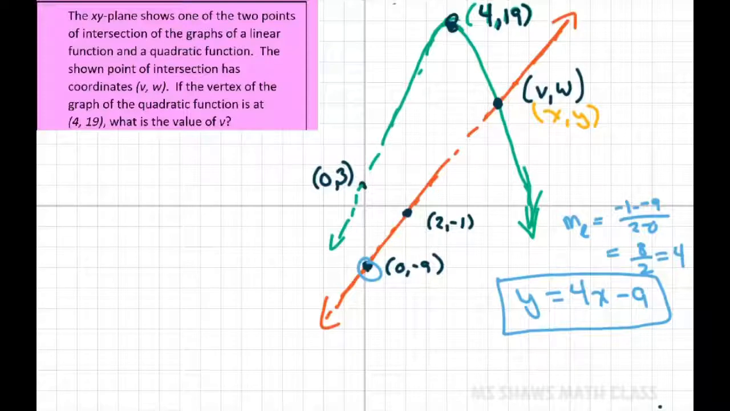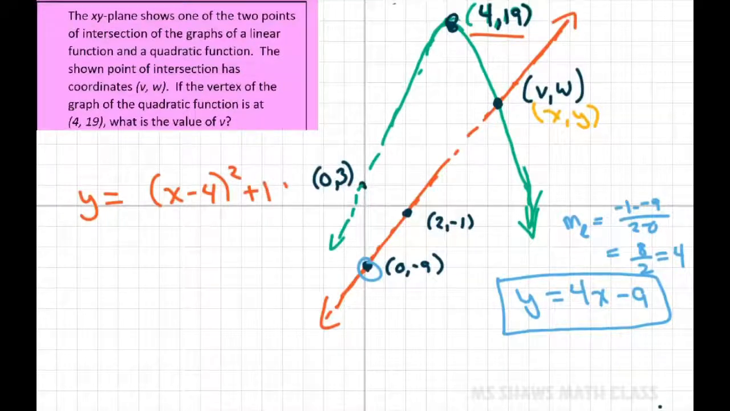For the vertex equation, we're going to write it in vertex form: y equals (x minus 4) squared plus 19. So this is like your h and your k of your vertex, (4, 19). The only thing you have to be careful with is since this parabola is opening down, that's going to be negative. So in a way, what we're really doing is solving for the x of the intersection point, and we're just calling it v. We could change our x's to v's and our y's to w's, but let's just know we're going to let v equal our x when we solve.